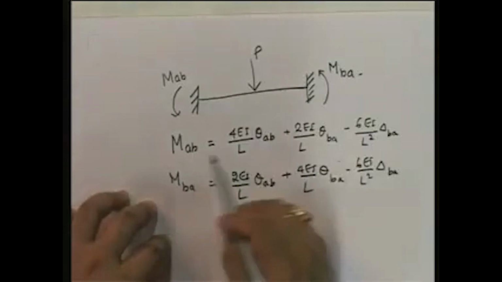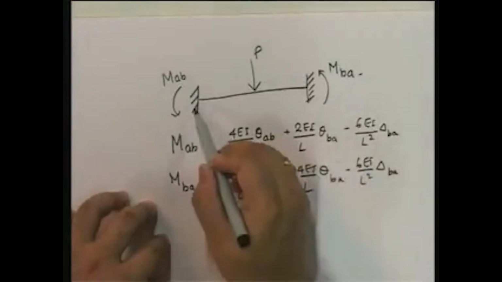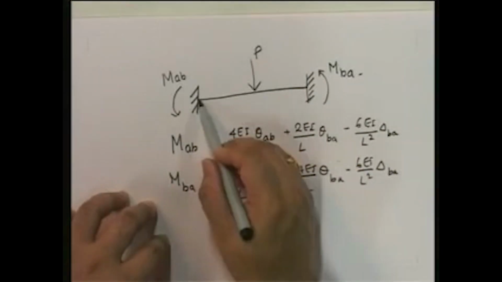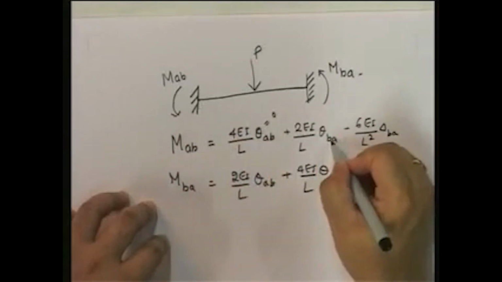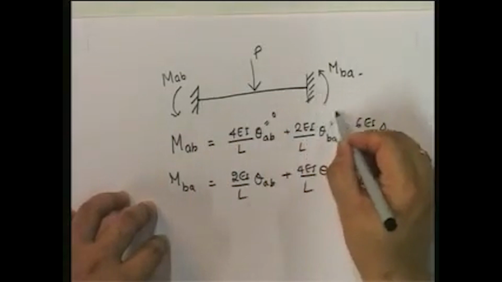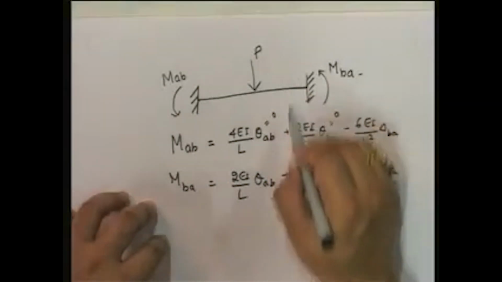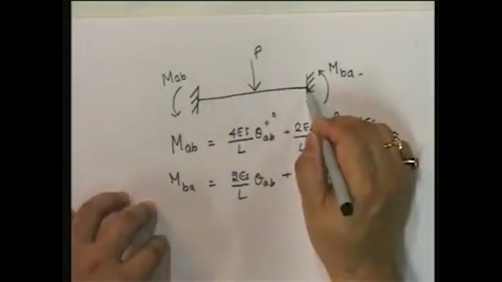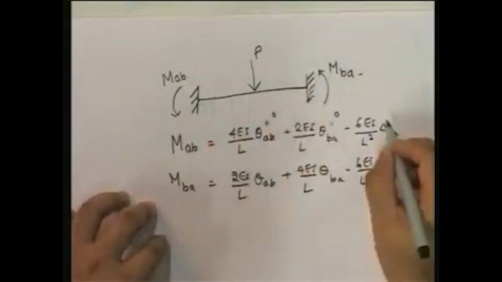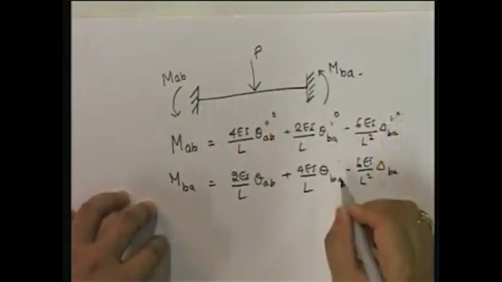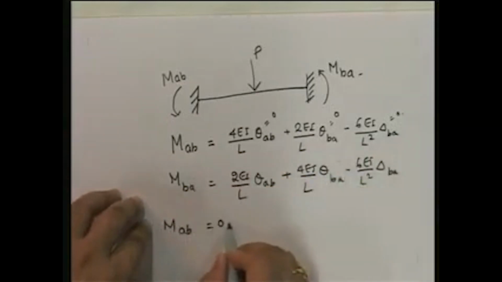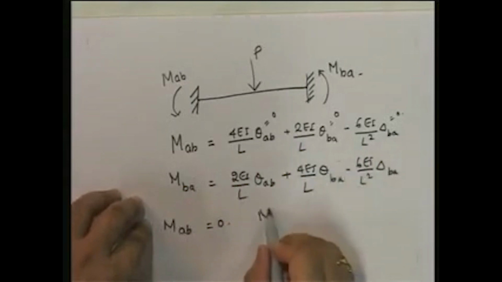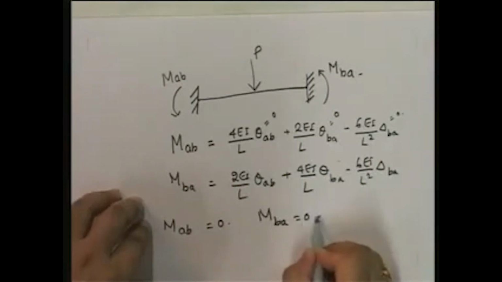Now, if I look at the slope deflection equations, what is theta A B? What is the rotation at this point? Since it is a fixed end, this is equal to 0. What is theta B A? Since this is a fixed end, this will be equal to 0. What is the relative movement of this point to this point? These points cannot move vertically, so this is equal to 0. So then what is M A B equal to? According to this equation, M A B is equal to 0. Similarly, you will see that M B A is equal to 0.